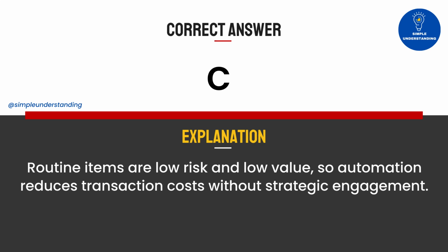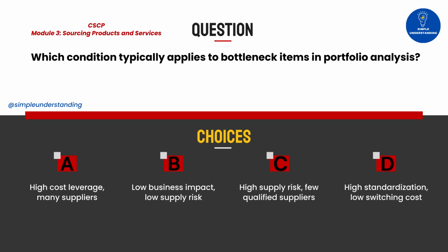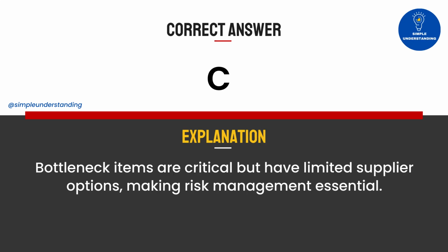4. Which condition typically applies to bottleneck items in portfolio analysis? A. High cost leverage, many suppliers. B. Low business impact, low supply risk. C. High supply risk, few qualified suppliers. D. High standardization, low switching cost. Correct answer, C. Explanation. Bottleneck items carry high risk due to limited supply options, requiring mitigation strategies.